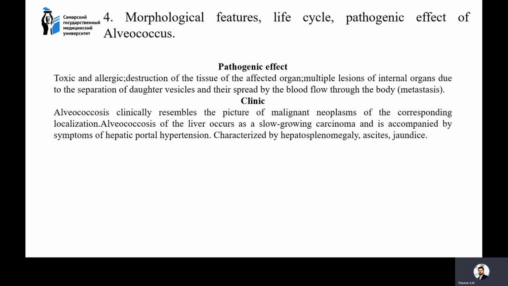Clinic. Alveococcosis clinically resembles the picture of malignant neoplasms of the corresponding localization. Alveococcosis of the liver occurs as a slow-growing carcinoma and is accompanied by symptoms of hepatic portal hypertension, characterized by hepatosplenomegaly, ascites, jaundice.